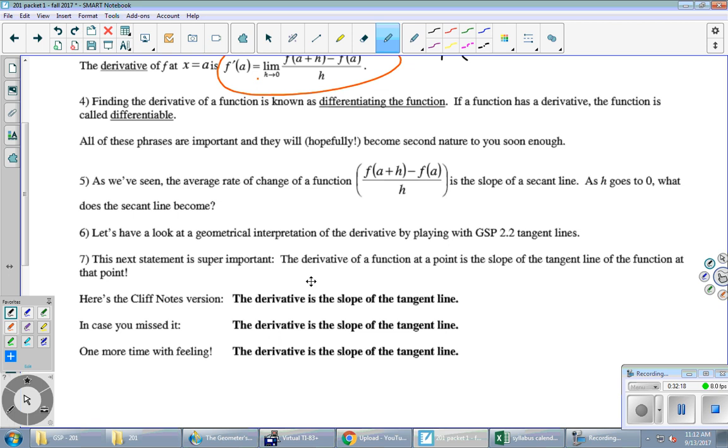This statement is super important. The derivative of a function at a point is the slope of the tangent line of the function at that point. We're going to do a call and response thing real quick. I'm going to read the non-bold, and you're going to read the bold all together. Here's the Cliff Notes version. The derivative is the slope of the tangent line. In case you missed it, everybody, the derivative is the slope of the tangent line. One more time with feeling.